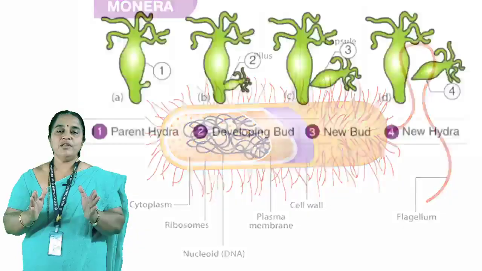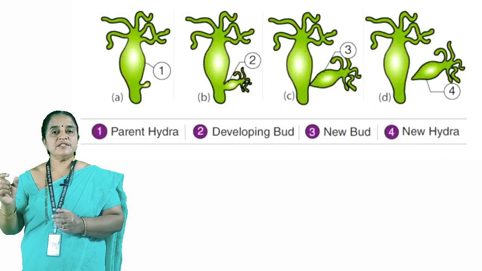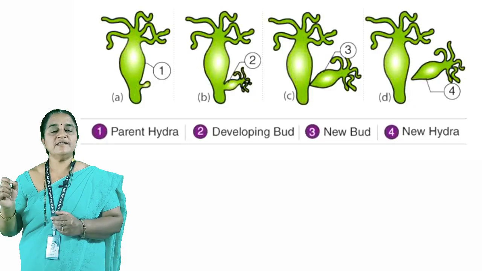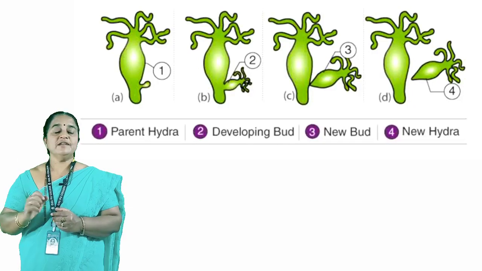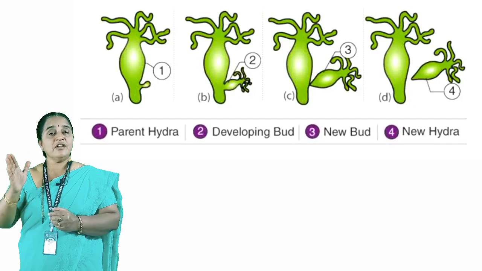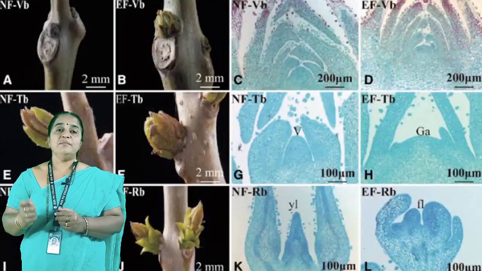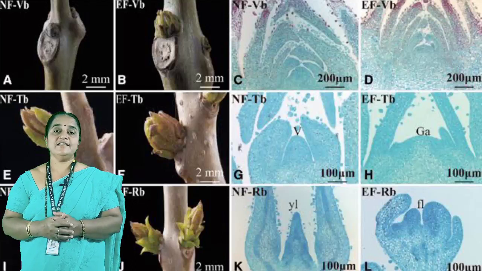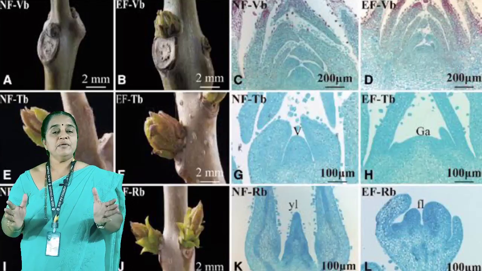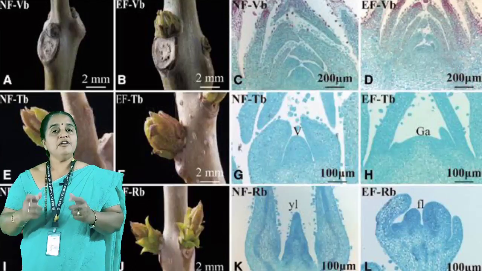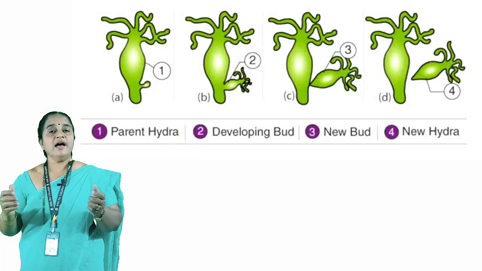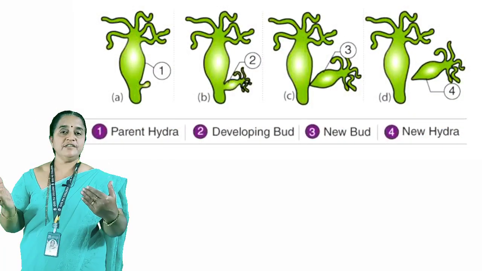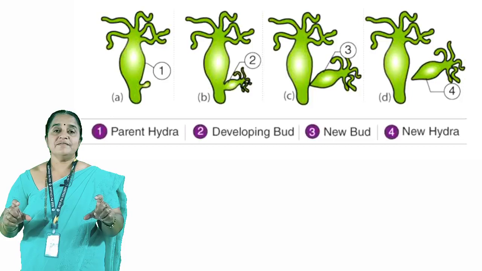A parental body will develop a protrusion. This we call buds. Now there are two types of buds: the buds developing on the external body surface, or the buds developing inside. This we will study in detail in the next session. So this phenomenon where a parent body will produce a protrusion called bud, either exogenous or endogenous, is called budding.